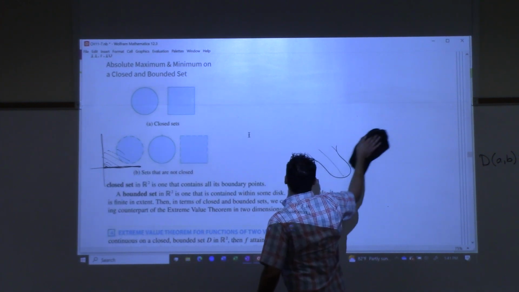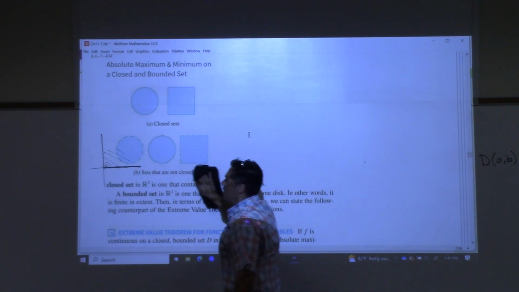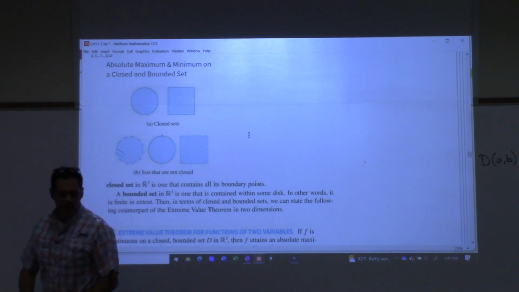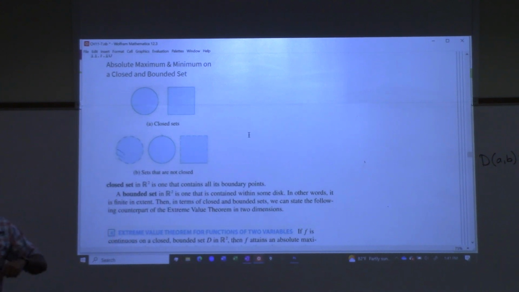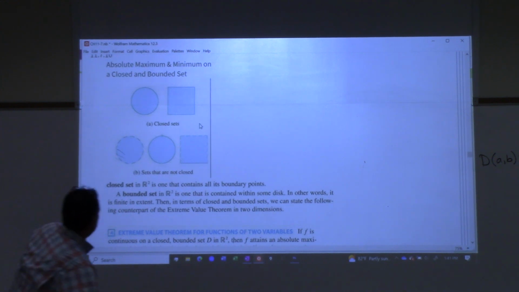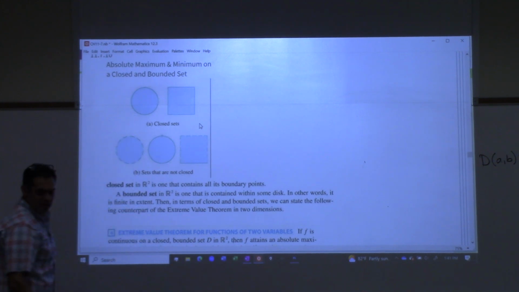So we are being very specific to avoid these weird things that can happen when you have these open sets. Closed sets, bounded closed sets, let's stick with that. All right, so let's look at the theorem.